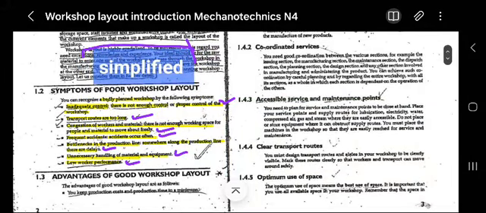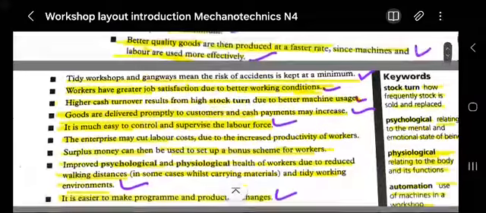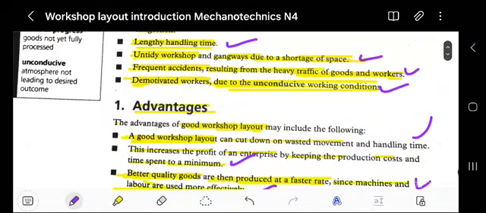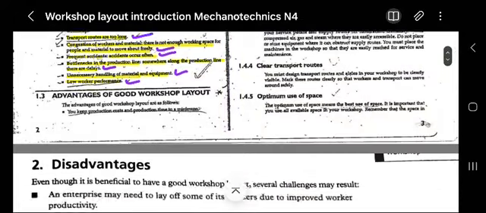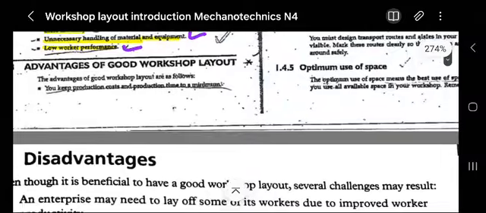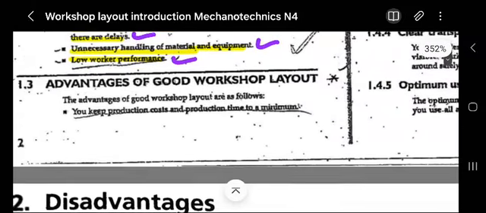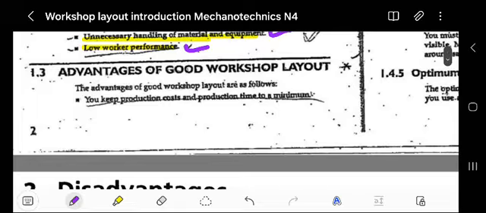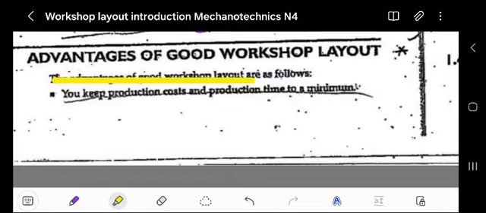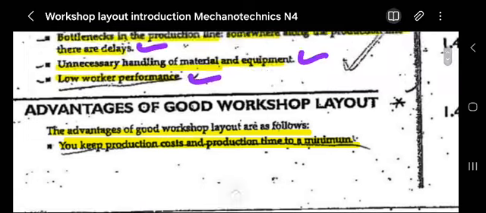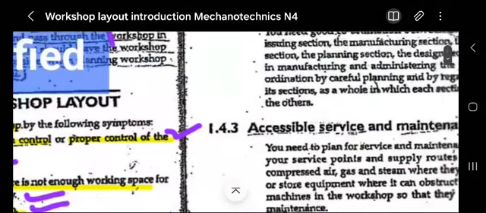All right. Here, and remember, these were the advantages. So I have the simplified advantages again. Here are the simplified ones of the advantages of a good workshop layout. Let me zoom in. Advantages of a good workshop layout are as follows. You keep production cost and production time to a minimum. So we've discussed this. It's a nice, simplified point.